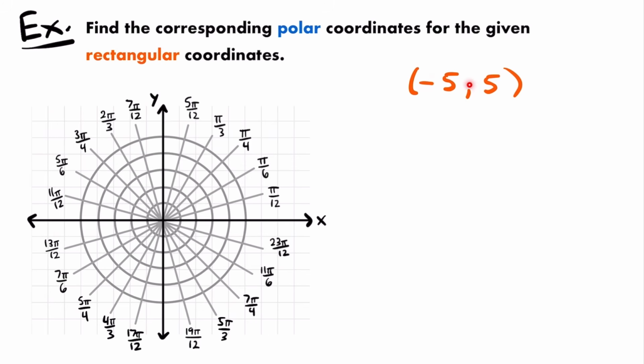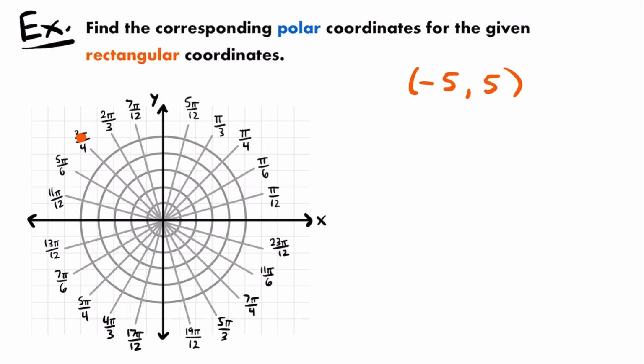So if we plot this point, -5 in the x direction will take us to 1, 2, 3, 4, 5 here, and 5 in the positive y direction will be 1, 2, 3, 4, 5 right here. So our coordinate point is right here on top of the angle of 3 pi divided by 4. So hopefully when we find our corresponding polar coordinate, that will be the angle that we will have. And so let's work on converting now.